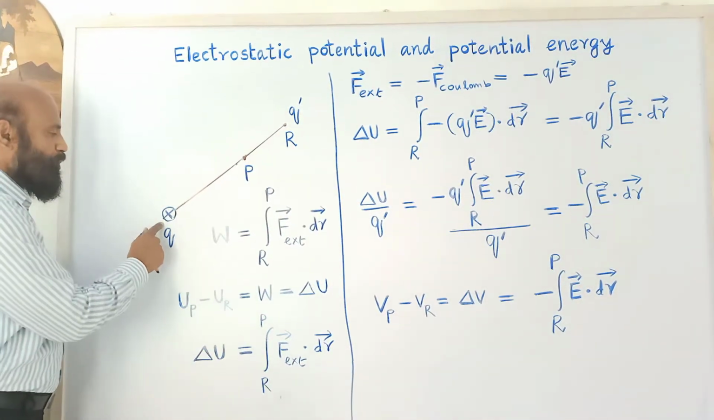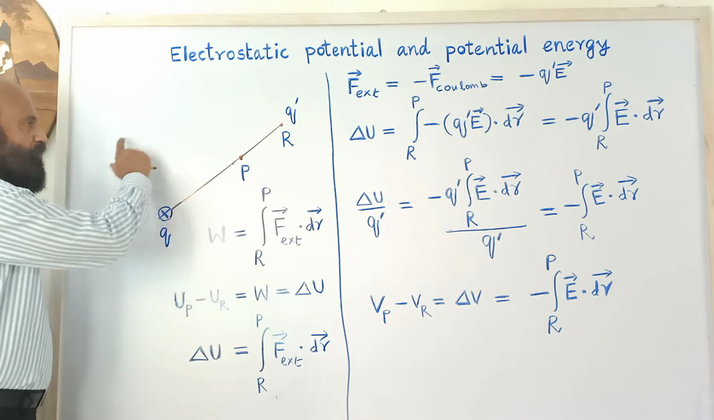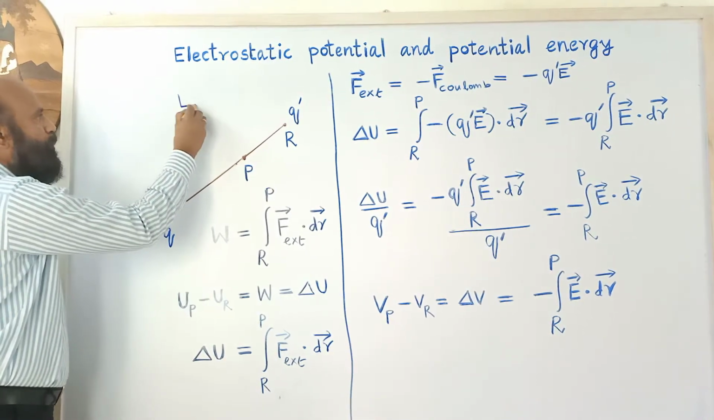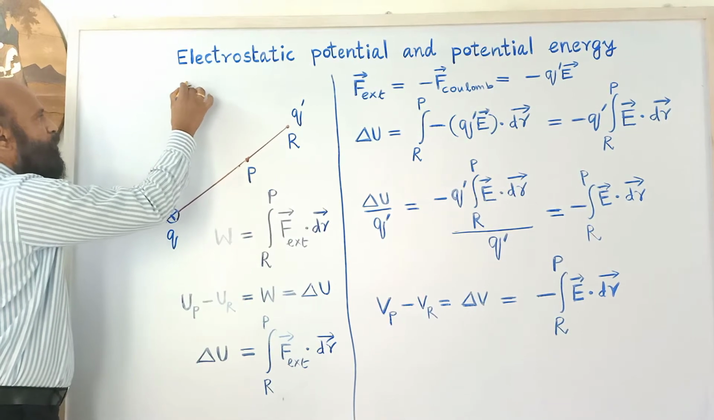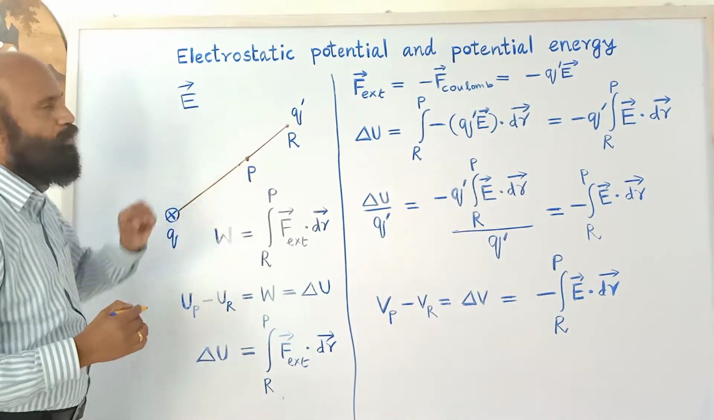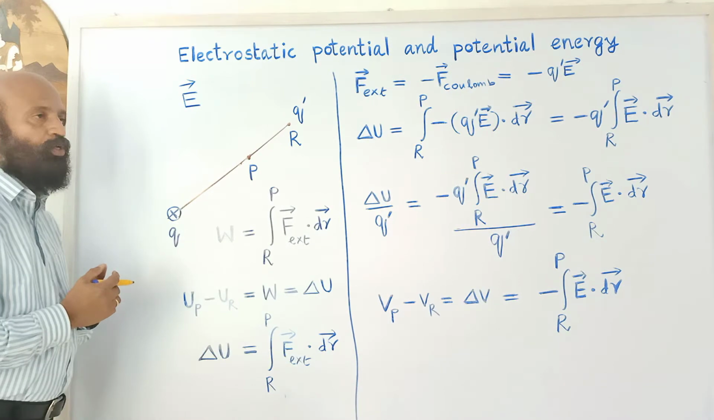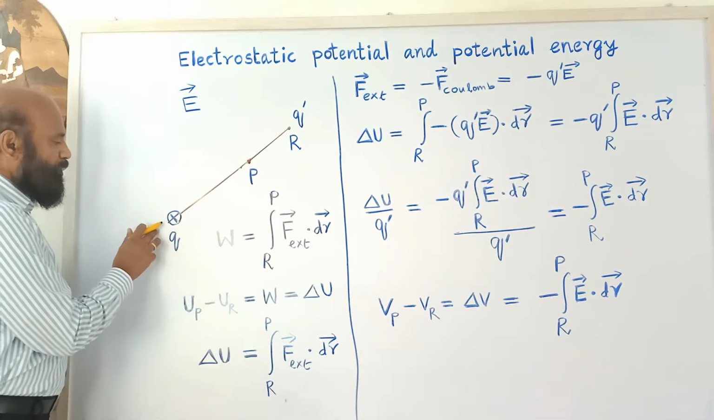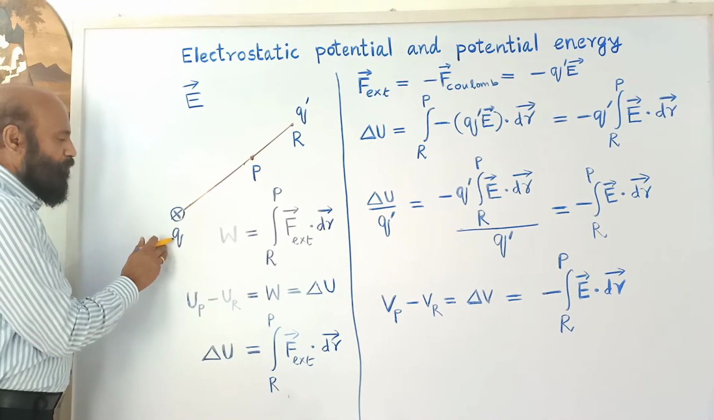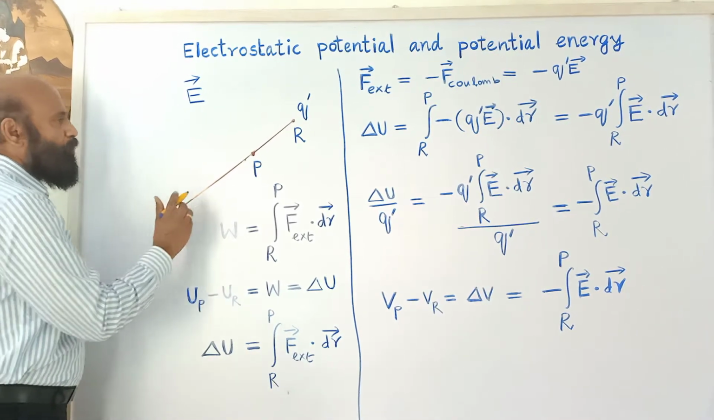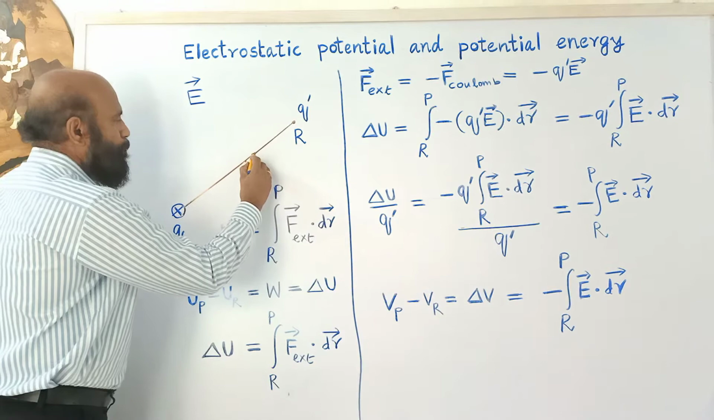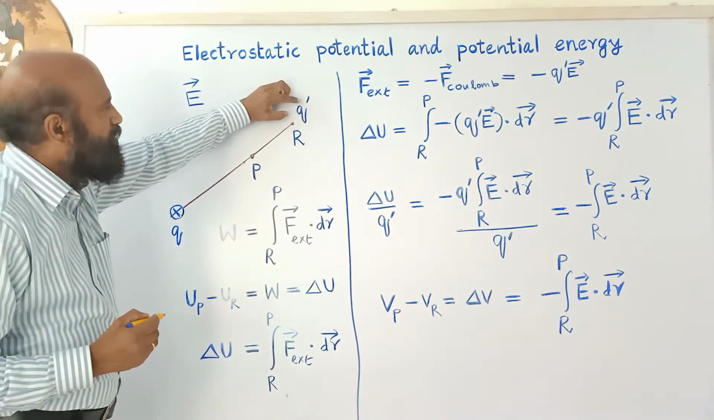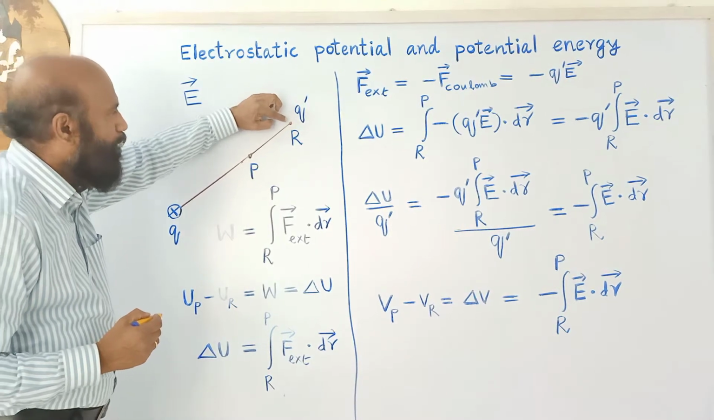Here there is a positive charge. Surrounding this there is an electric field. Electric field is represented by the letter E. So you know electric field is the force experienced by unit positive charge. Now here there is a positive charge of magnitude Q. You consider a point P. Then another positive test charge Q dash is at a point R.